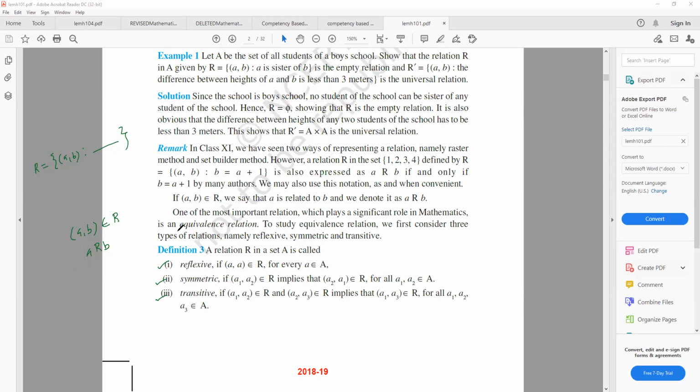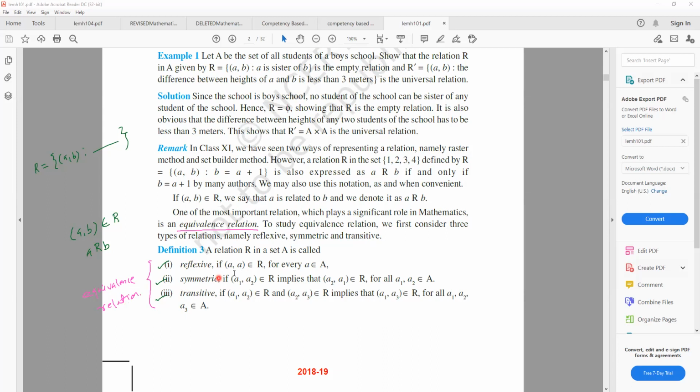And we are going to discuss about one important relation which is known as equivalence relation. If a relation is reflexive, symmetric and transitive, all these three, then it is known as equivalence relation. So before going to that, I will tell you what is reflexive relation, what is symmetric relation, what is transitive relation.